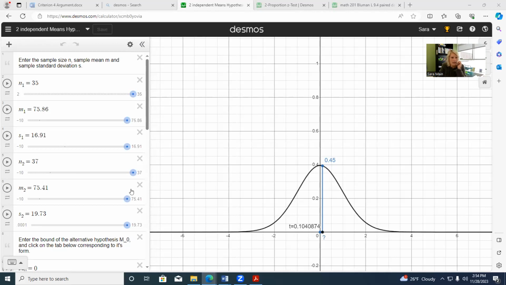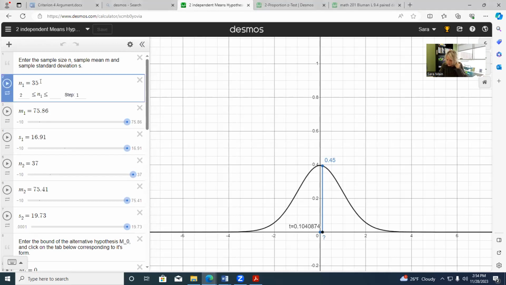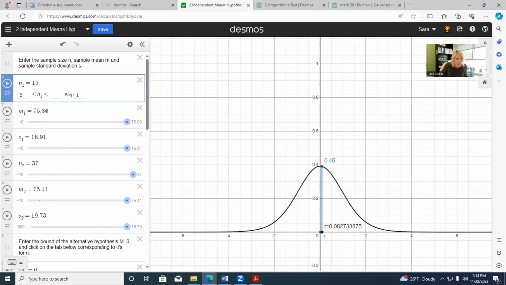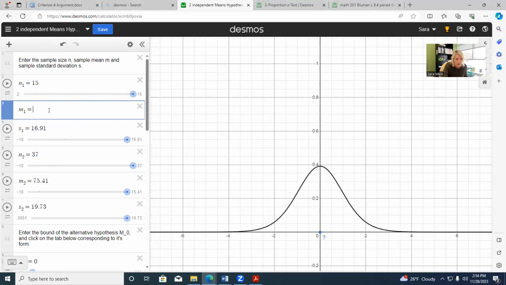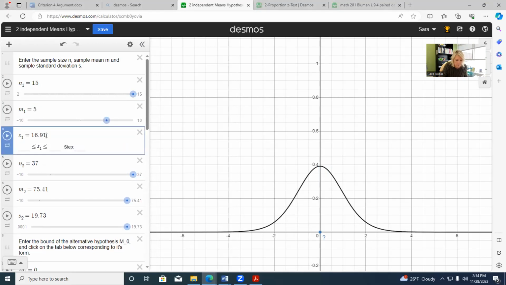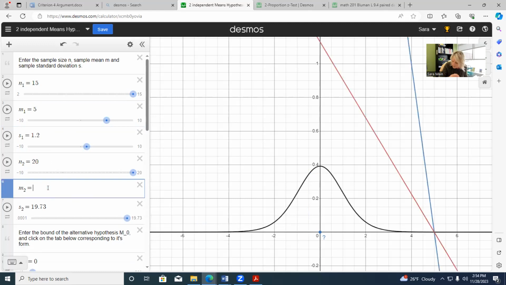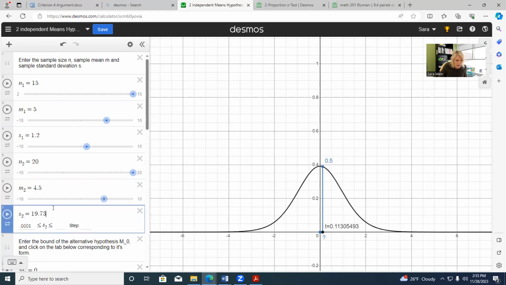And so you're going to add in your sample size. Sample size there for A was 15, and the mean for sample A was 5. Standard deviation for sample A was 0.2. Sample size for B was 20. Mean for company B was 4.5, and the standard deviation was 0.8.